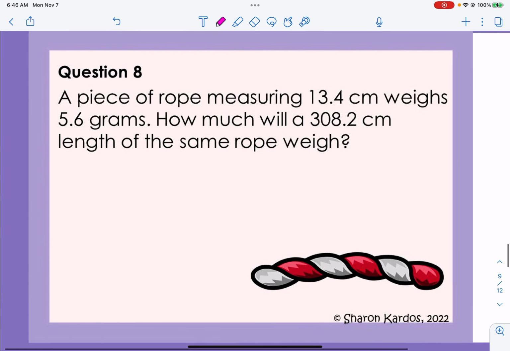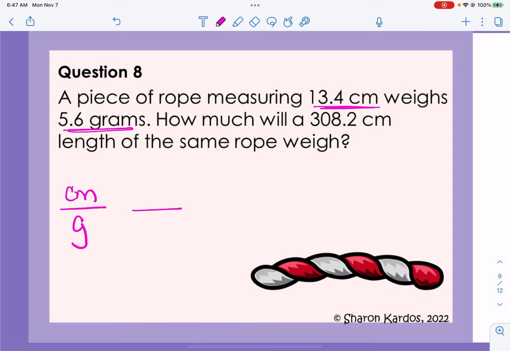Question number 8 says a piece of rope measuring 13.4 centimeters weighs 5.6 grams. How much will a 308.2 centimeter length of the same rope weigh? So we really have 2 units that we're talking about. We're talking about the length and we're talking about the weight. And those are being measured in centimeters and grams. So those are the 2 things I'm going to use for my labels.